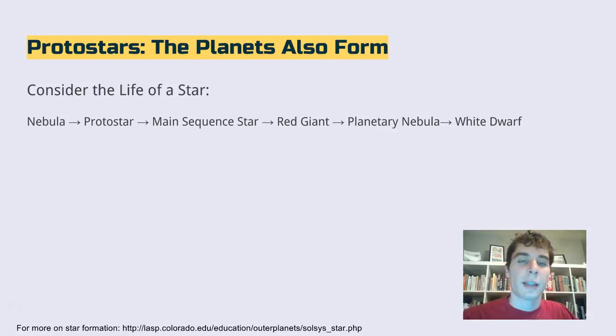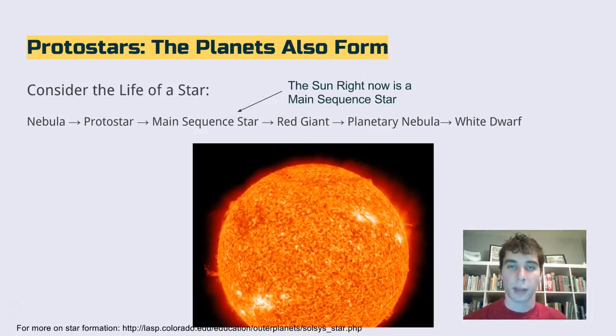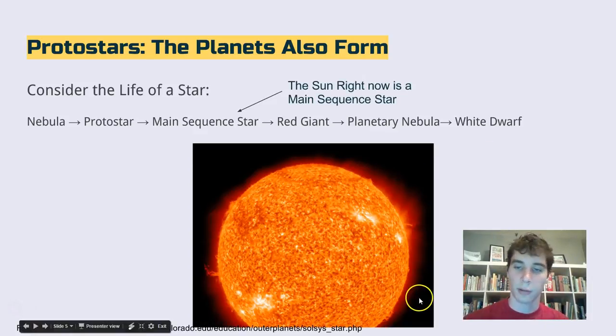To understand the life of a planet, we need to go back to the life of a star. When protostars are forming, the planets are also forming. If we consider the life of a star, remember it goes from nebula to protostar to main sequence star, red giant, planetary nebula, white dwarf. And right now, our sun is a main sequence star that looks just like this right here, because this is an image from NASA.